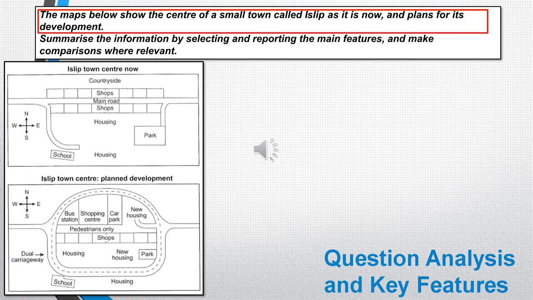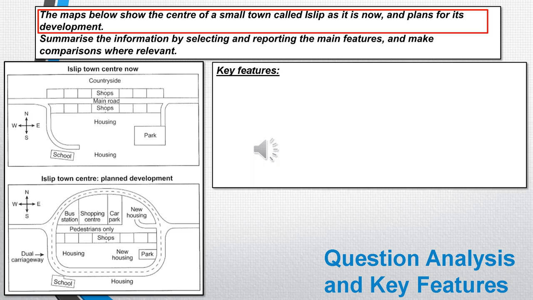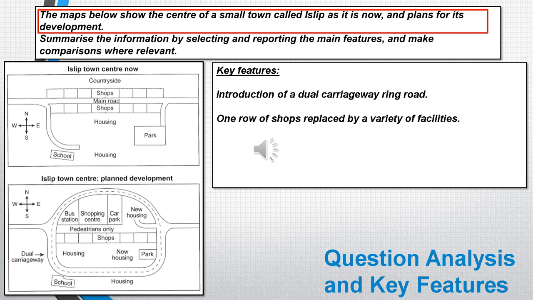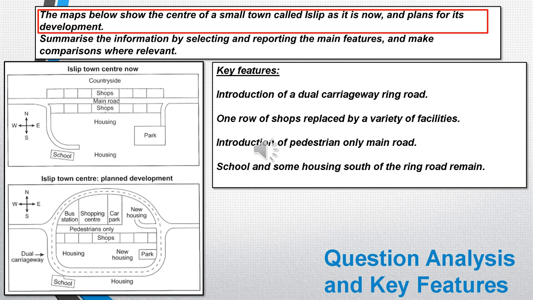So once we've read the labels, obviously the purpose of these two maps is to show what the changes are going to be. So the key features that I'm going to select for this task are the introduction of a dual carriageway ring road. That's a very significant change. So I'm definitely going to select that as one of my biggest changes. Secondly, I'm going to select one row of shops has been replaced by a variety of facilities. That's a big change. And also the introduction of a pedestrian-only main road. And I might also mention that school and some housing south of the ring road remain, as in they haven't been removed and nothing's changed to them.